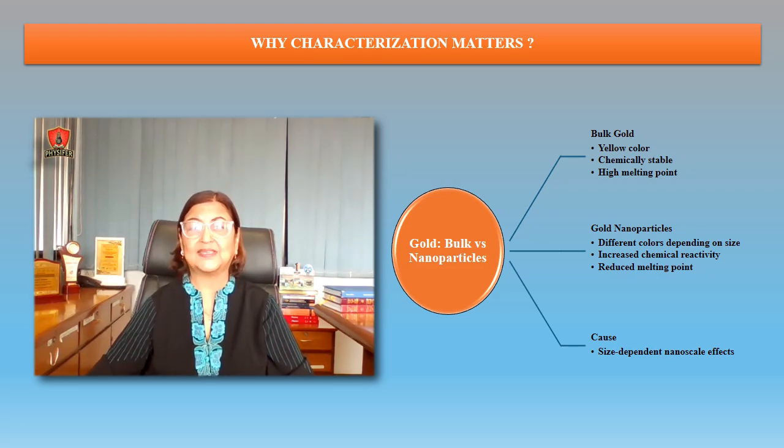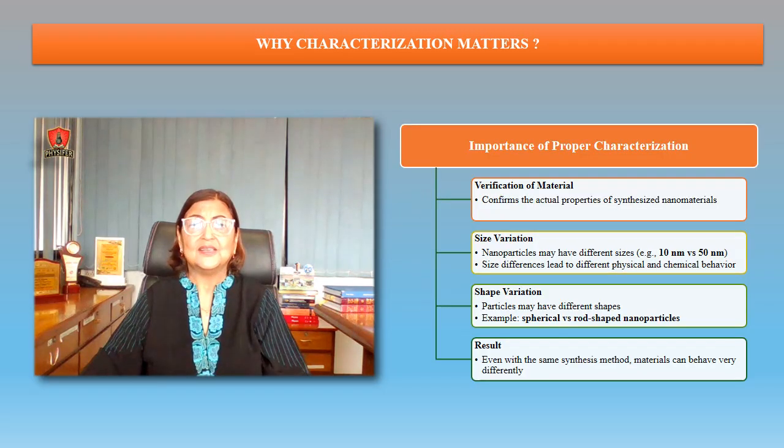Take gold, for example. In bulk form, gold is yellow and chemically inert. But gold nanoparticles can appear red, orange, or blue depending on their size. They become highly reactive. Their melting point drops significantly. This is not magic, it's physics and chemistry operating at the nanoscale. So, if you don't characterize your material properly, you don't actually know what you are working with.